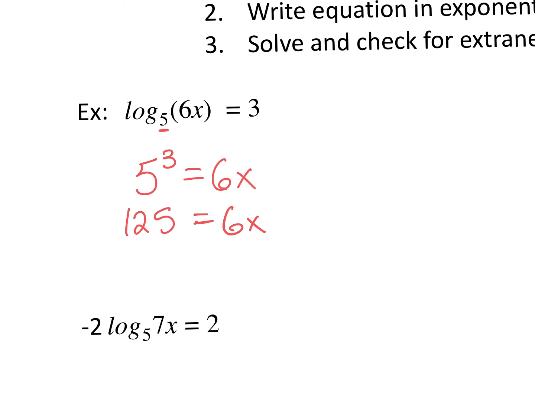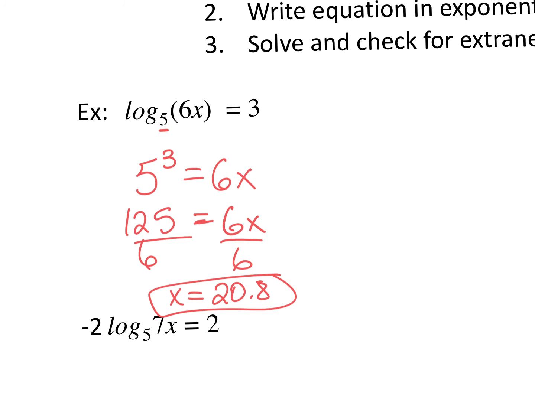Okay. Now what do I do though? Because I'm not done. Divide. By what? Not 125, we're getting x by itself. Divide by 6. Thank you. What is 125 divided by 6? 20.8333333. Okay, we'll call it 20.8. You can put 20.833, I don't care, but you can round it if you want.